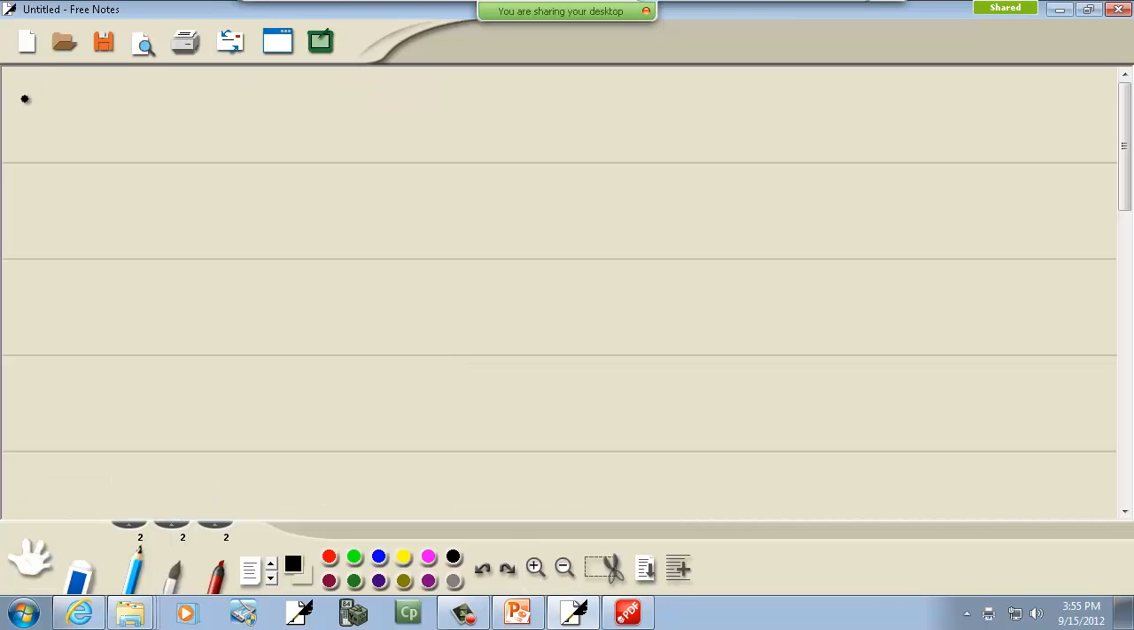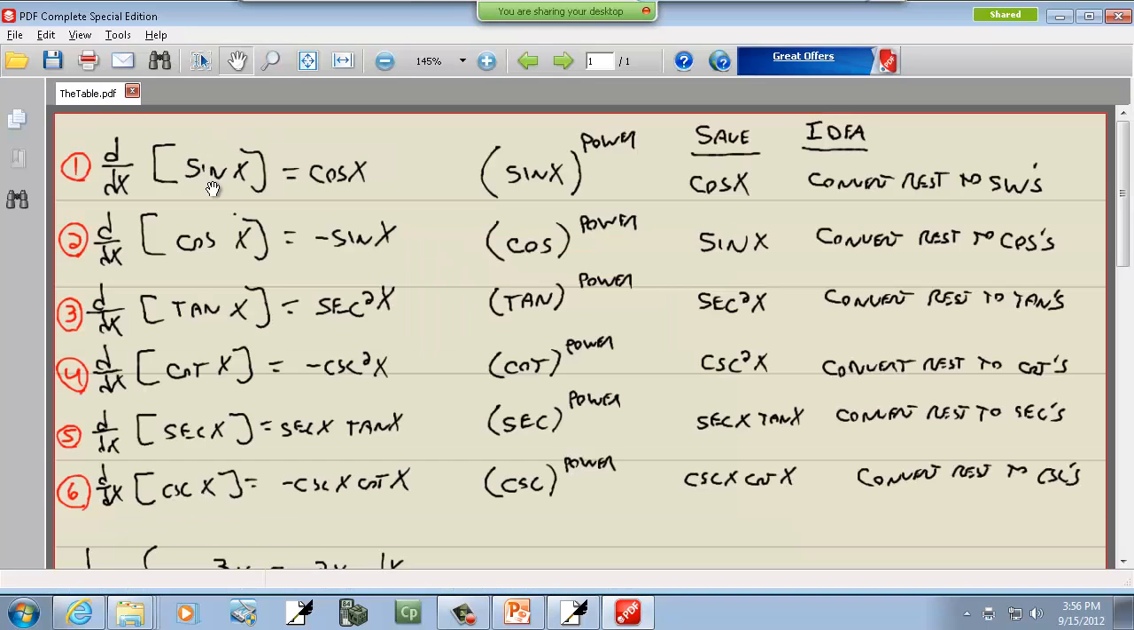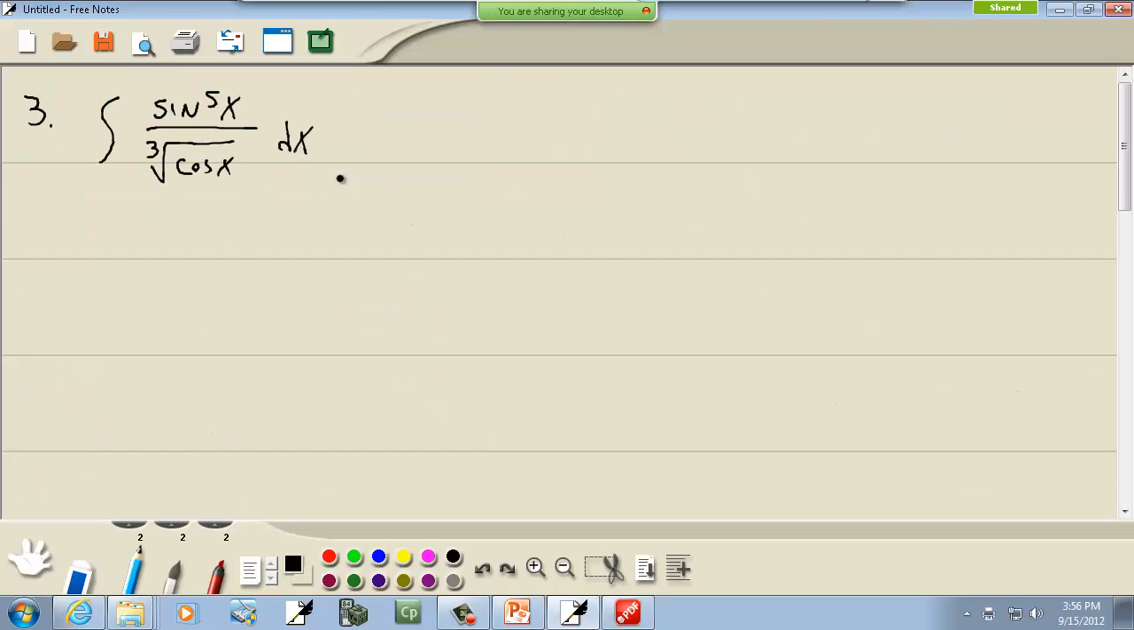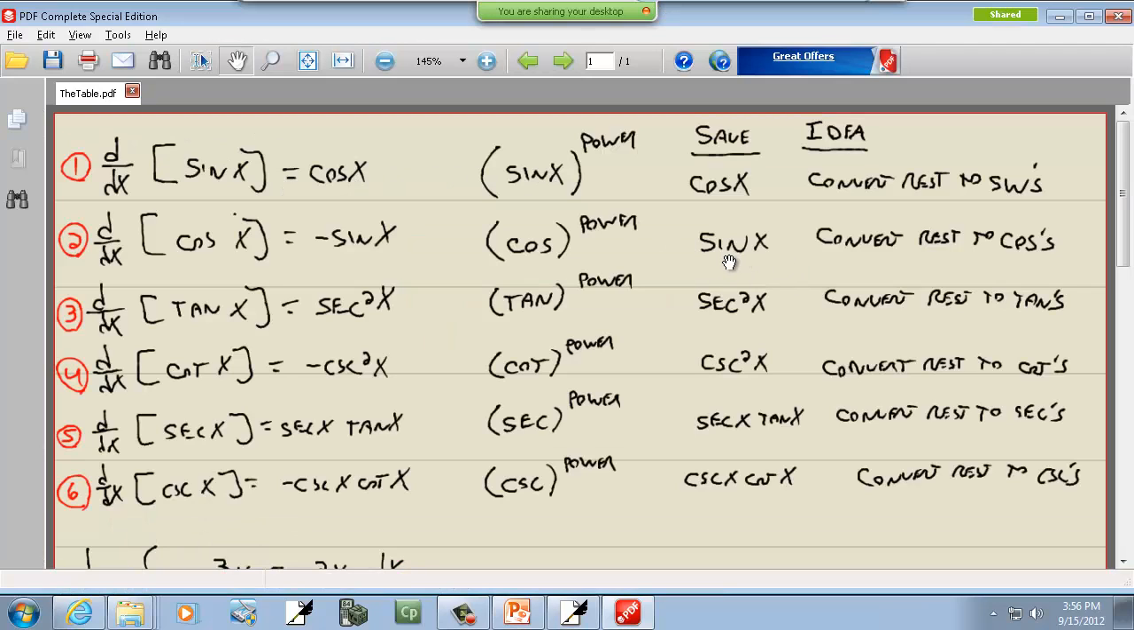So this problem, we got the integral of sine to the fifth over cube root of cosine x. Well, how in the world would I ever save cosine of that? Because that's like cosine to the 1/3 power. I can't. So obviously I'm going to save one of these sines up here. And if I take one of those sines away, it takes it to the 4th power, so it works out nice. So we're going to save a sine.